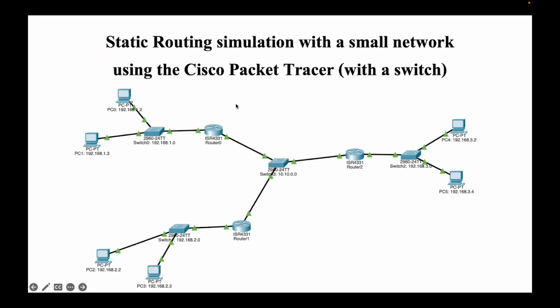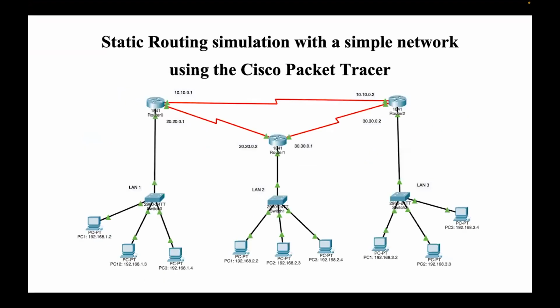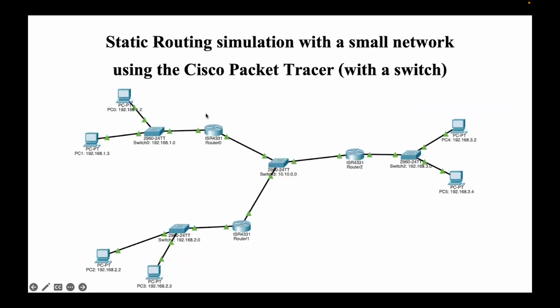Welcome everyone. In this video, I will explain how to do static routing for a small network using Cisco Packet Tracer with a switch in the middle. In the previous video, I explained how to do static routing with a small network. It connected three networks, and three routers were connected to each other. The difference is that this time three routers are connected with a switch. Now let's move to the simulation part.